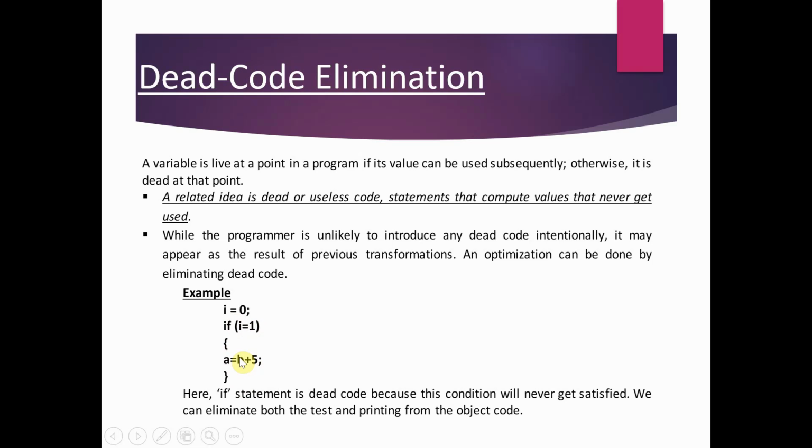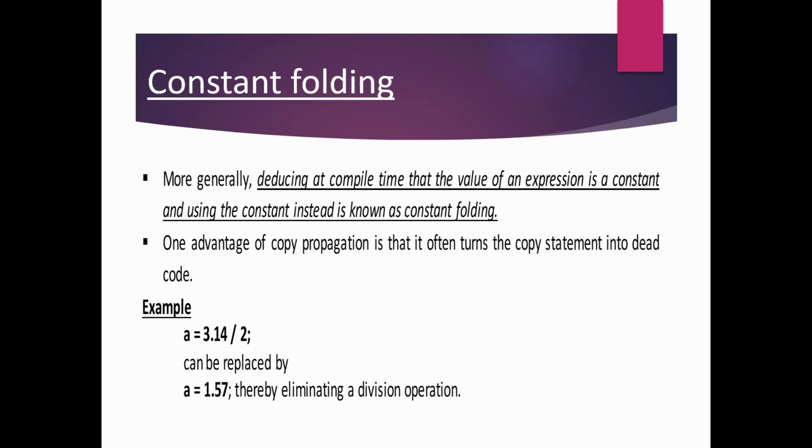One more optimization technique is constant folding, that is deducing at compile time that the value of an expression is constant and using that constant instead. It is called constant folding. One example is a is equal to 3.14 by 2 can be replaced by a is equal to 1.57, thereby eliminating this division operation every time. Since this is a constant, we can write a is equal to 1.57.